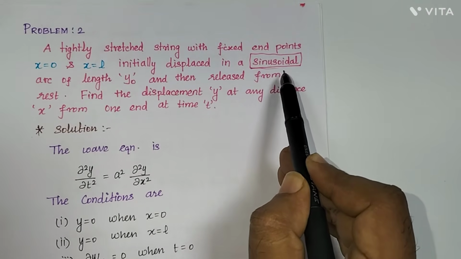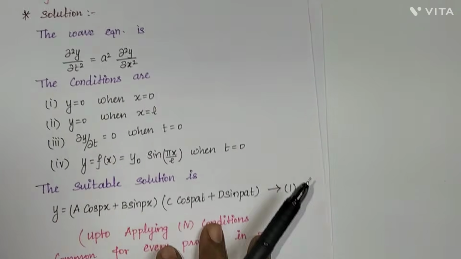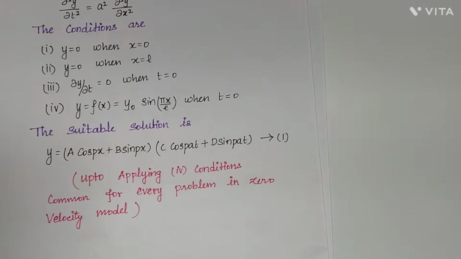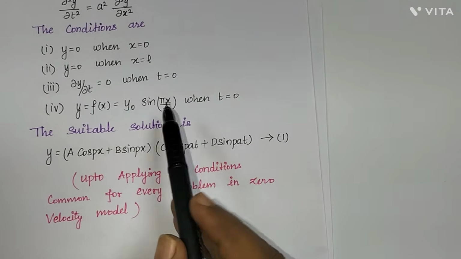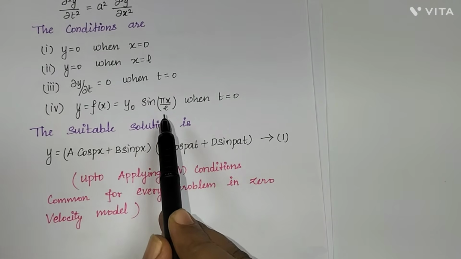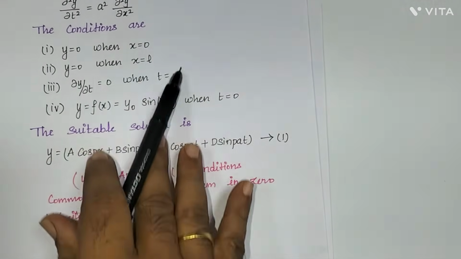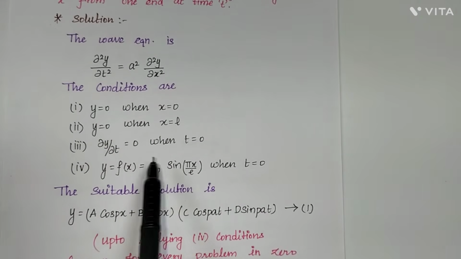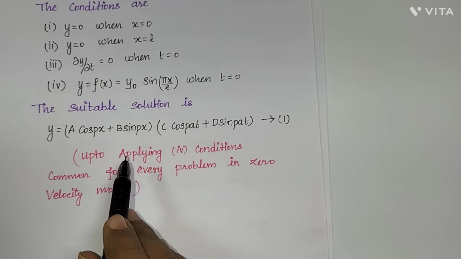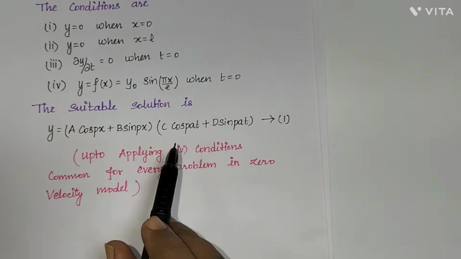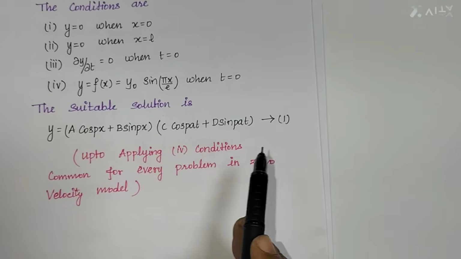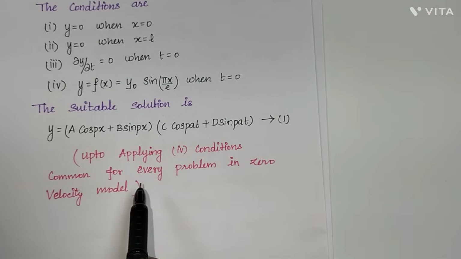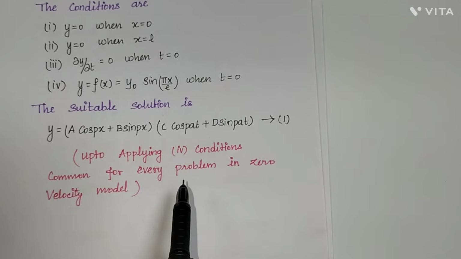Here they said sinusoidal. What is meant by sinusoidal? Sinusoidal means one equation, as when we use a guitar: y naught sin(pi x by L). So usually we write the wave equation and the zero velocity condition, which you already know how to write, and the suitable solution y equal to (A cos px plus B sin px) into (C cos pat plus D sin pat), which is our equation 1. From this we have to apply condition 4, common for every problem in the zero velocity model.